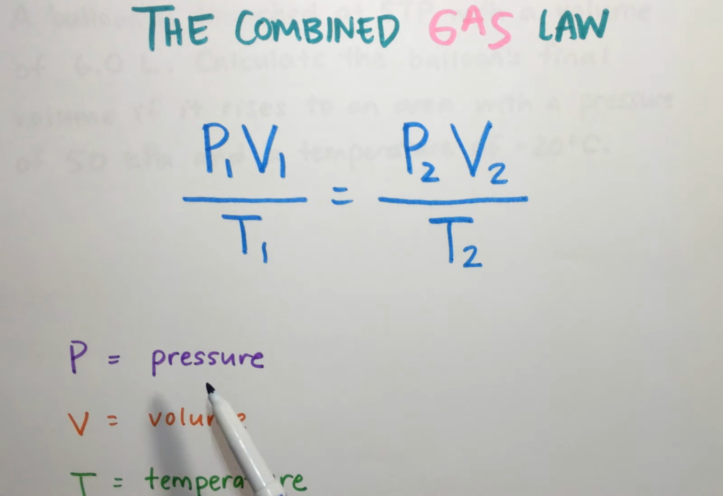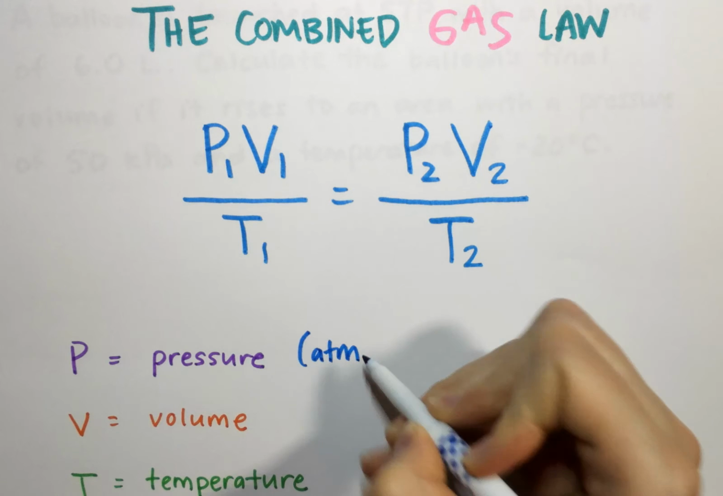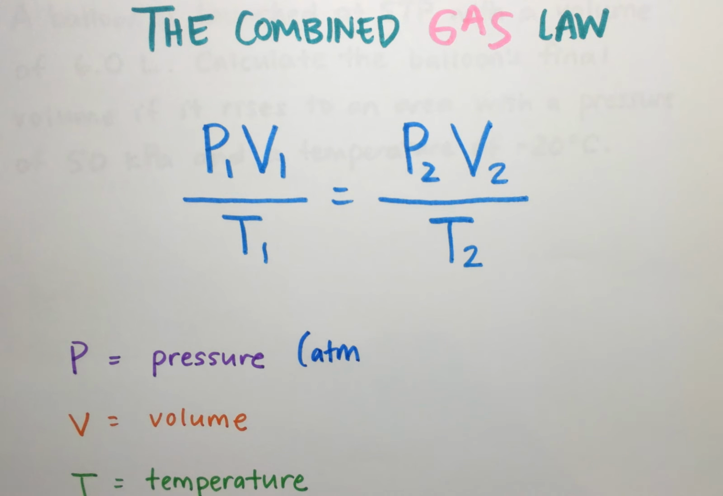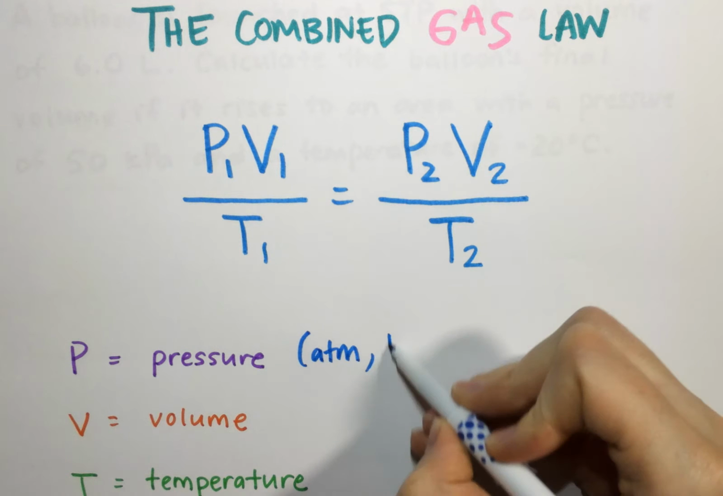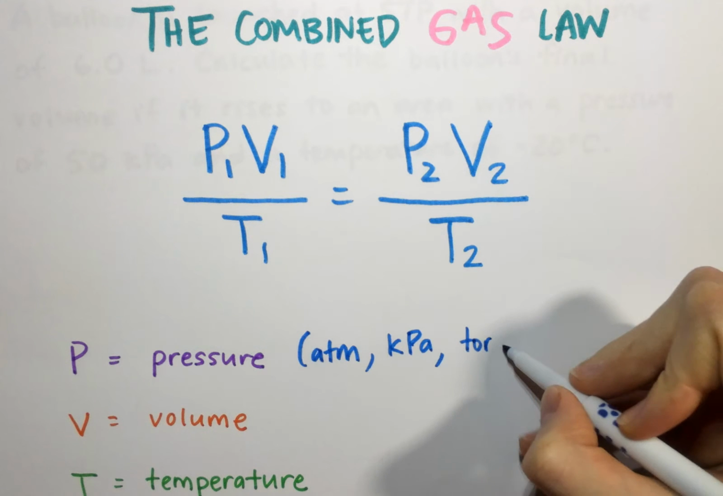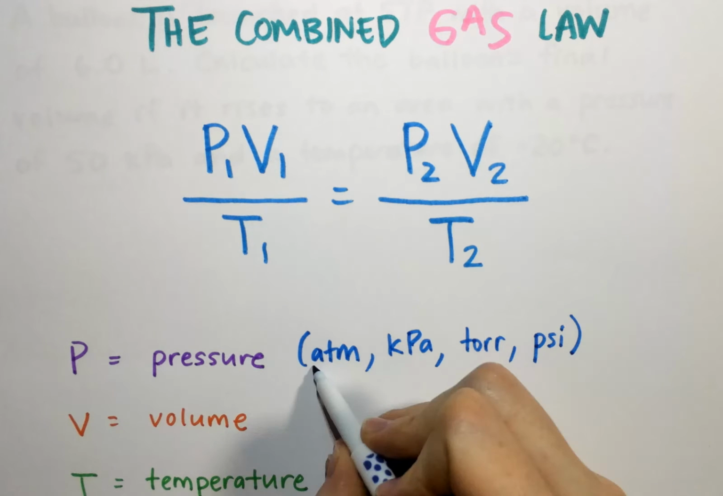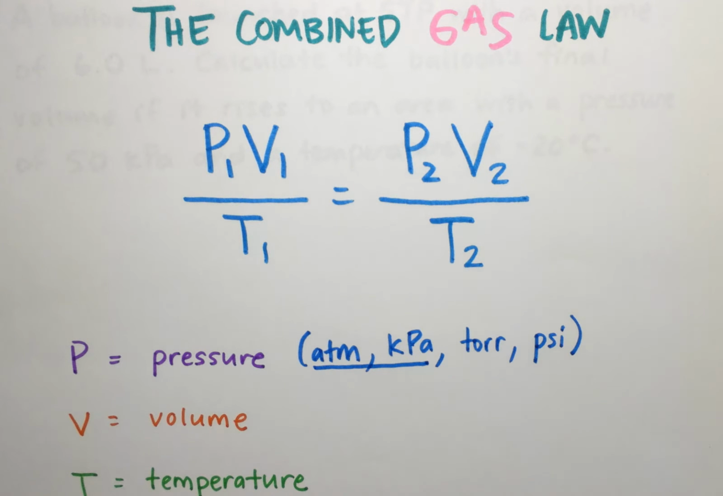Our P's are all standing for pressure. You're going to see a lot of different possible units for pressure. Most commonly, though, atmospheres will show up. One of the reported values for standard pressure on Table A is 1 atmosphere. kPa is going to show up. 101.3 kPa is standard pressure. You may also see some less common units, things like torr or psi, pounds per square inch. But these two are going to be your most common, most frequent units for pressure in these types of problems.